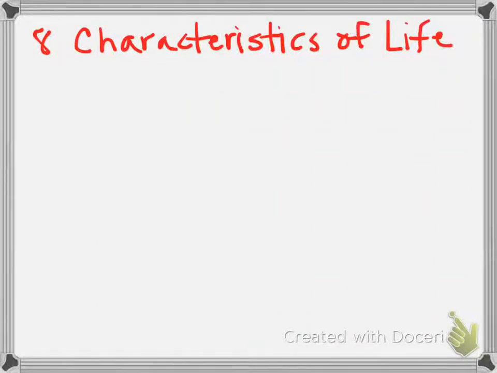Hi, so today we're going to talk about the 8 characteristics of life, and these are the 8 things that all living things or organisms have in common. So basically, in order to be considered living by a scientist, you have to have 8 different characteristics.